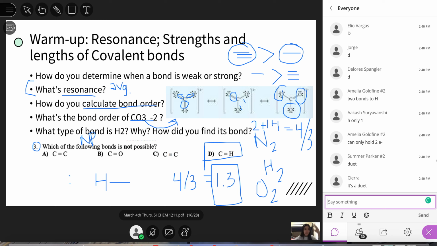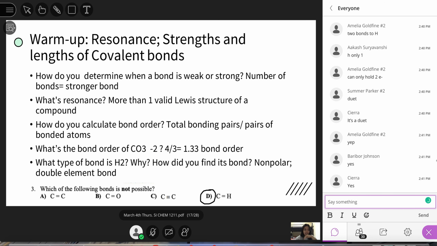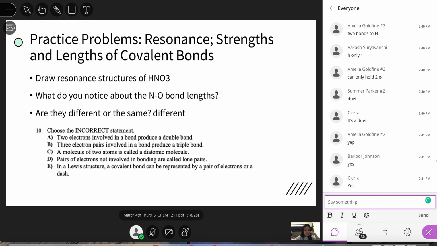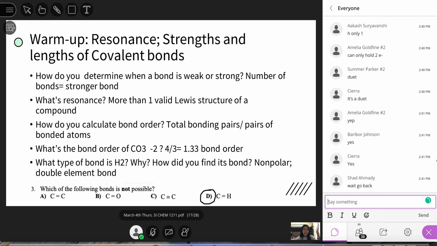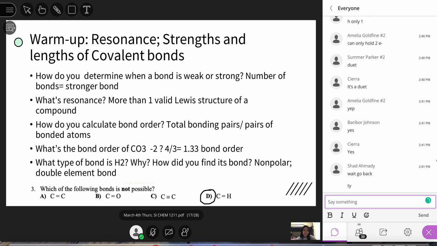Resonance and strengths and lengths of covalent bonds, yep. Okay. And those are the answers. And then, okay, draw the resonance structures of HNO3. Okay, wait, go back. These are the answers. If you have any questions, you just tell me, or you can email me. There's something you need to know. Okay, so draw the resonance structures of HNO3.